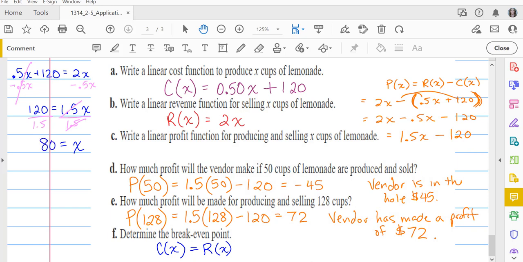So the break-even point, when 80 cups of lemonade are produced and sold, the profit is 0. So the break-even point is 80 cups.